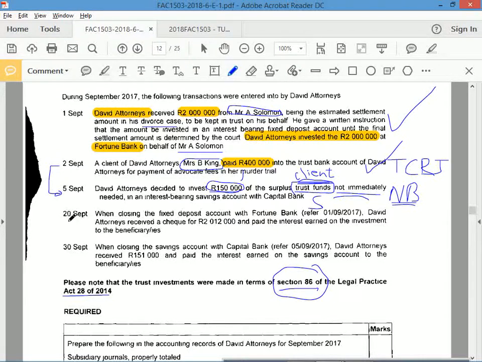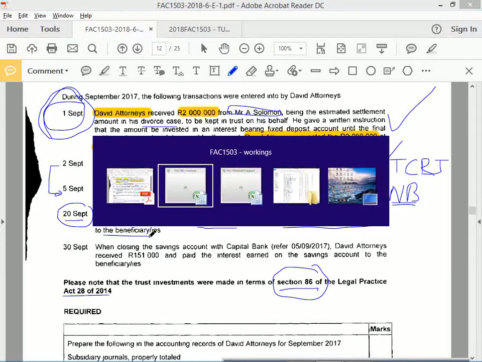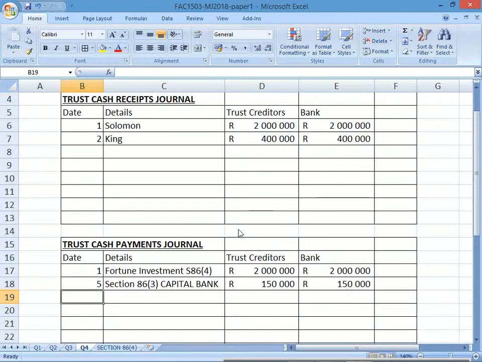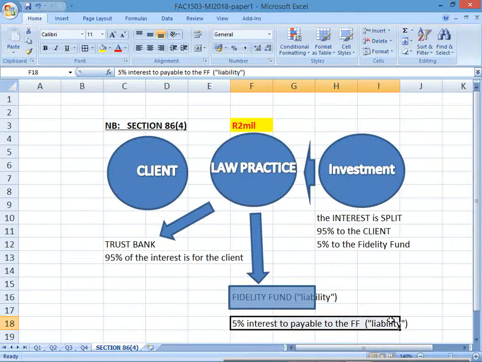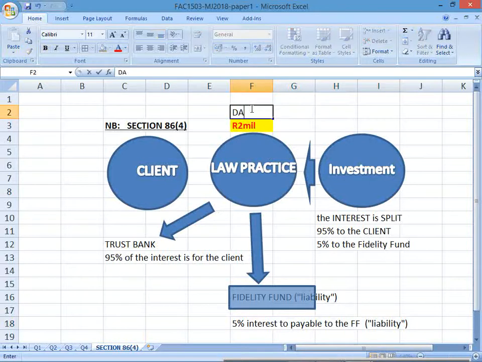Okay, next one, 20 September. When closing the fixed deposit account with Fortune, refer to that. Okay, so we're looking at this big investment of 2 million. David received a check for 2.012, and the interest earned on the investment paid to the beneficiaries. So that applies to what we said earlier. So where's our working? Here's our working. Yeah, 95% is the client, 5% is the Fidelity Fund. For this, because it related to David, this was David's 2 million.